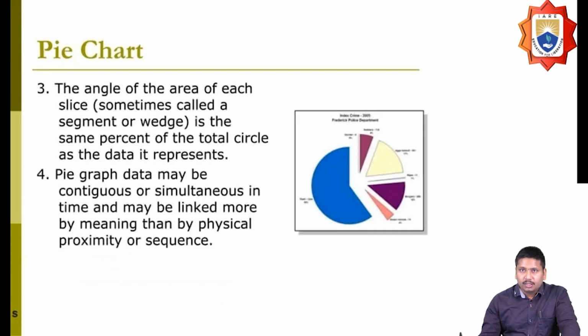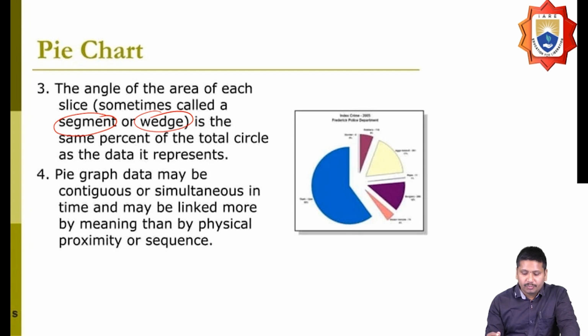So next, the angle of the area. How to choose this angle? Normally this angle is measured with a protractor. Sometimes the angle of the area of each slice is called a segment, or I can also call it a wedge. It should be the same percentage of the total circle as the data being represented.